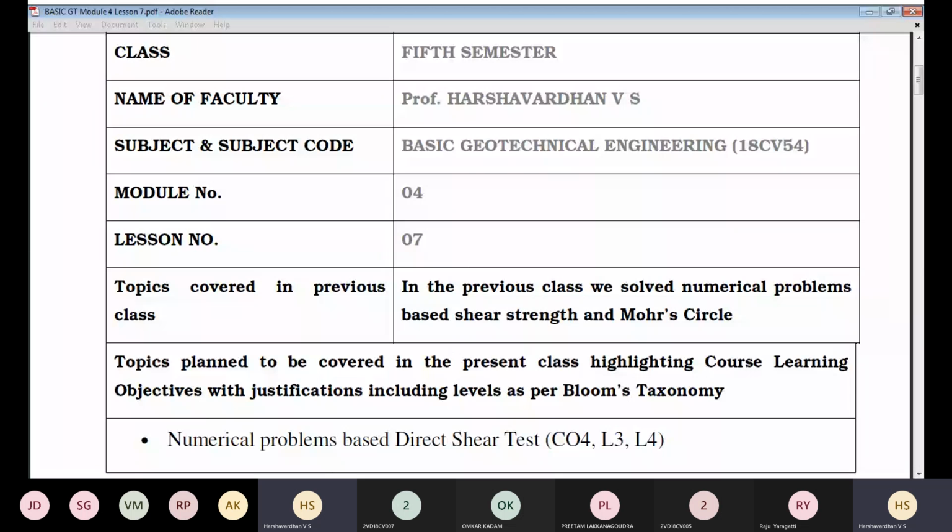A lot of problems involve drawing graphs. So please, if you have graph sheets at your home, you can have graph sheets, because in exams also you have to draw this in the graph. Or if you don't have a graph, please draw it neatly with the scale. And most of the problems we will be solving are based on the laboratory tests that are conducted to determine the shear strength or shear strength parameters.